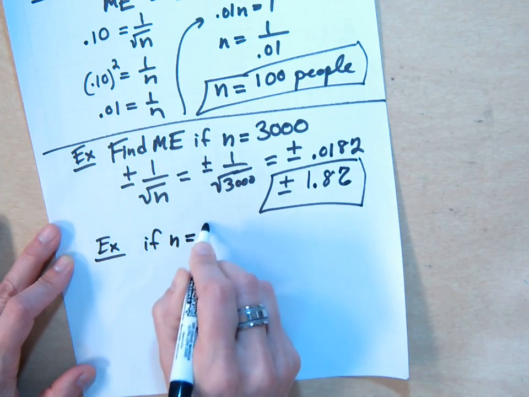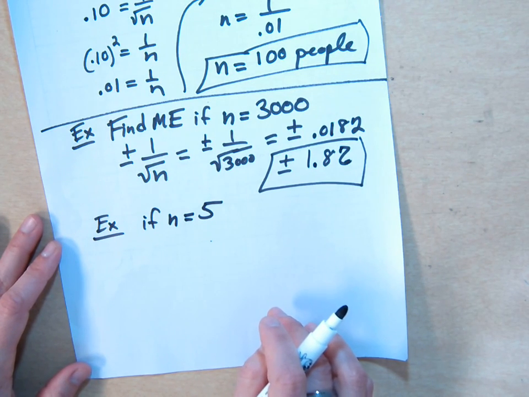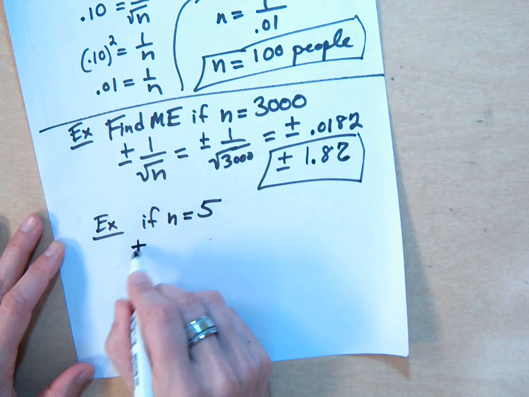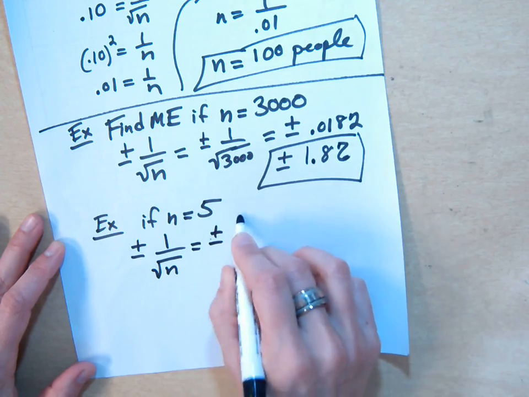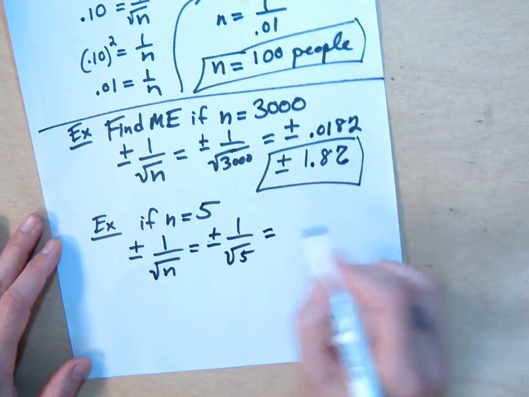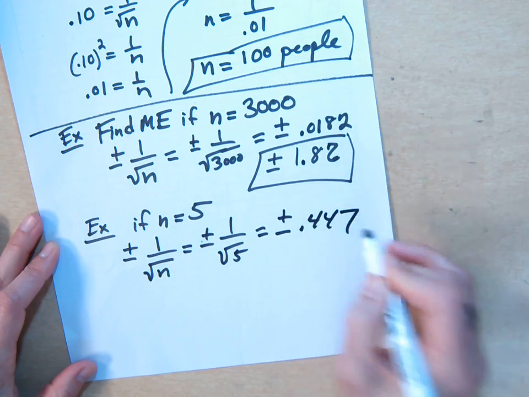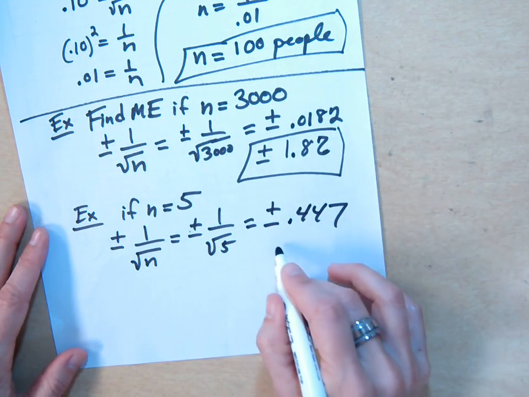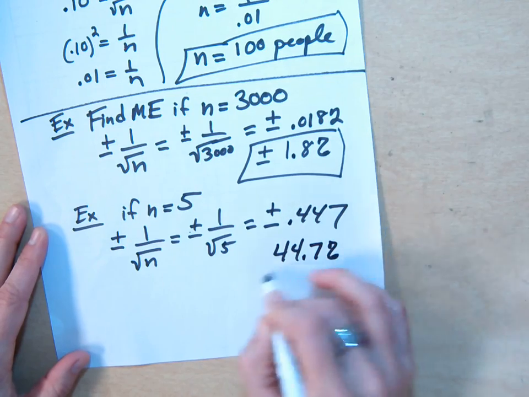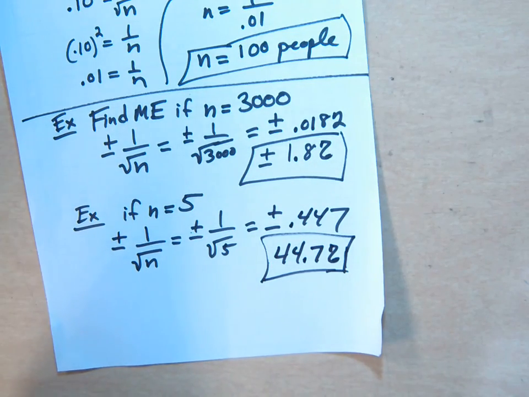So we'll do one more of those. If the sample size is really small, like 5, now we're going to get a huge margin of error, right? We're only sampling 5 people. Let's see what we get. Plus or minus 1 over the square root of n is plus or minus 1 over the square root of 5. You'll do that on your calculator. You'll get plus or minus 0.447. That doesn't look big. Because what's the answer? 44 point... That's basically like, why even bother? If your margin of error is plus or minus 44%, I don't even want information from you. Okay.